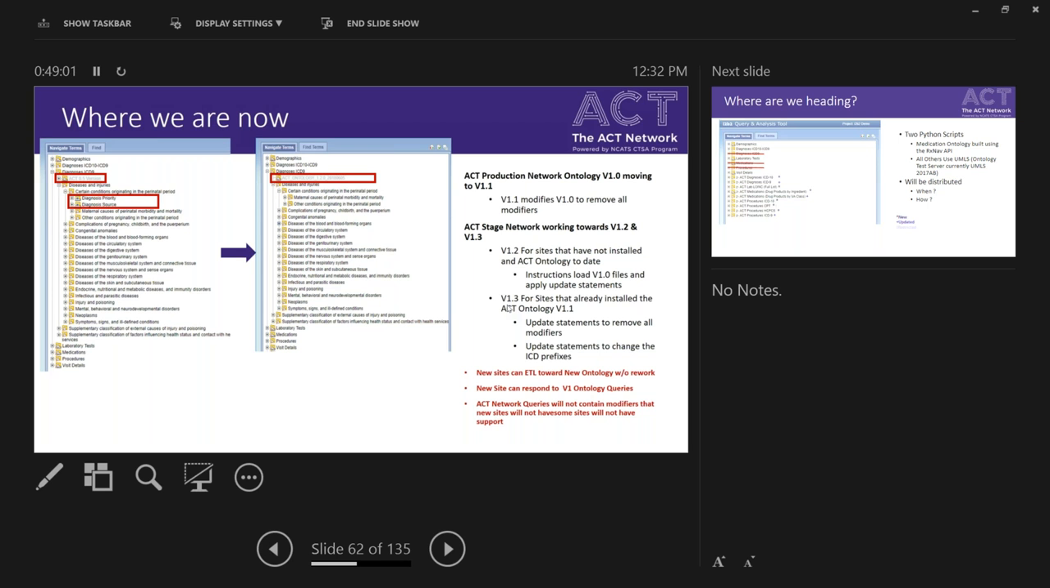So the way the ontology is going to work is if you're a Wave 3 site, you're going to have prefixes that are good going forward to the new ontology. The production sites are going to have to do that a little bit later. That's why we have all these different versions, because I'm trying to track which path you are taking to get to this little endpoint, this little intermediate state. Yes, sir.